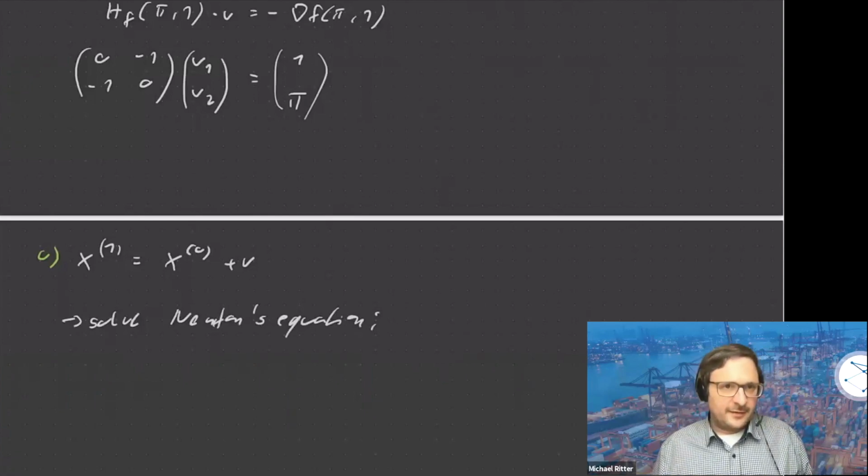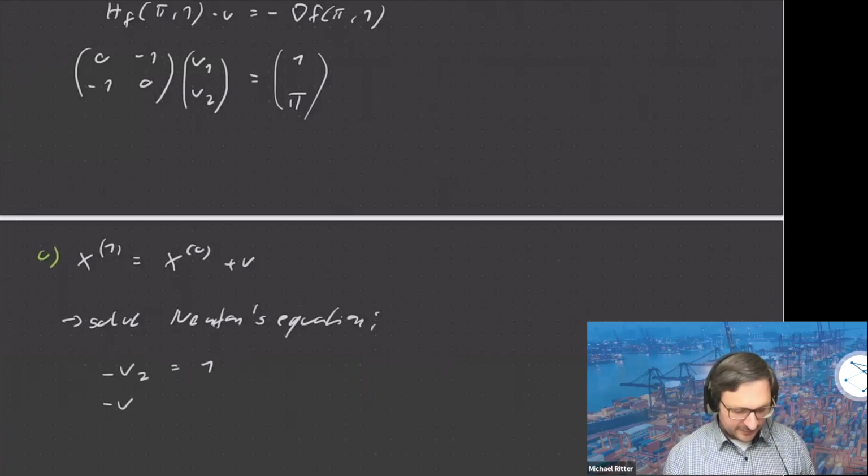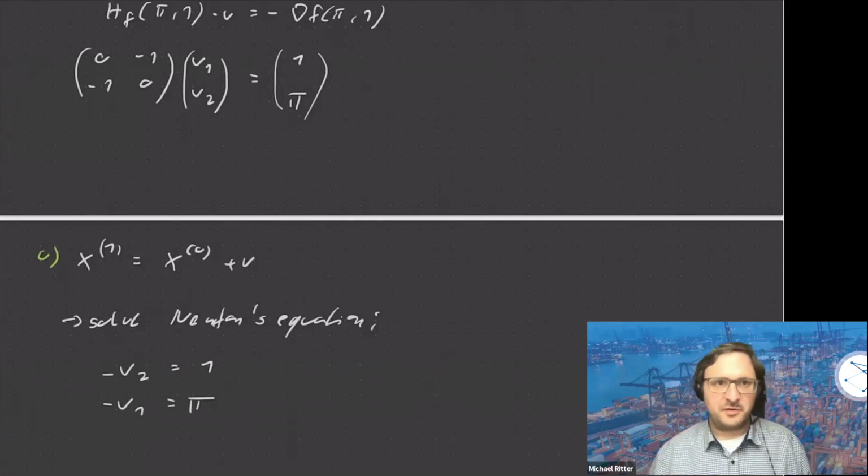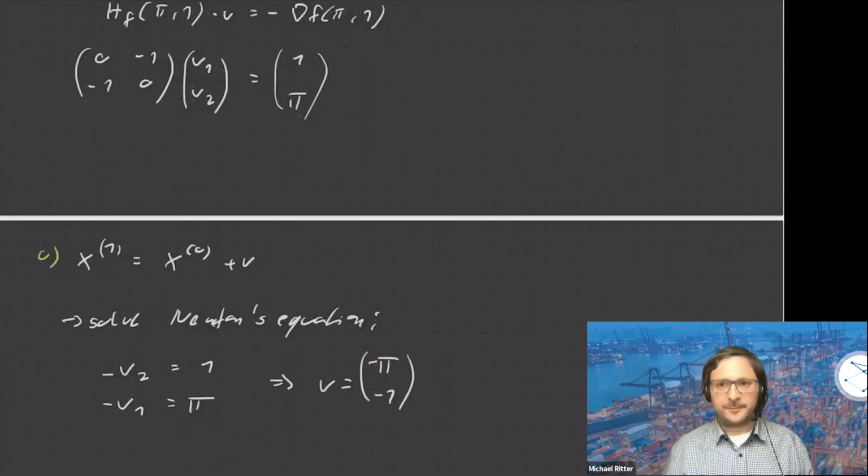That is a very simple equation. So what we have here is basically the two equations: minus v2 equals 1 and minus v1 equals pi. So no need to invoke Gaussian elimination or something like that, because you can directly write down v. Obviously, v is just pi and -1. Sorry, minus pi, of course, minus pi and minus 1.